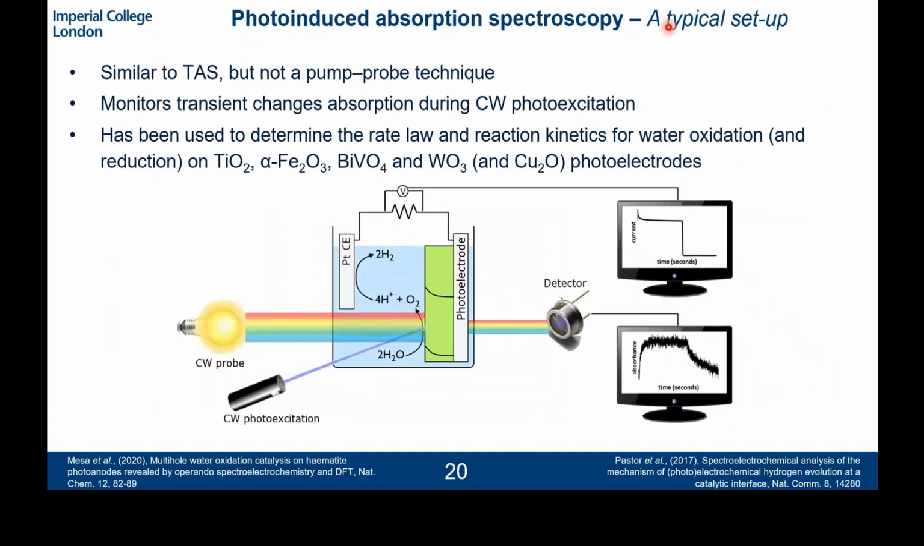So I wanted to go on to another type of spectroscopy that can help us understand charge carrier behavior. It's called photo-induced absorption spectroscopy, or PIA. It's similar to TAS, but instead of using a very short pump and then probe technique, you use continuous wave photoexcitation this time over a period of several seconds to excite your material. And then you turn that light off for several seconds to see what the dissipative reaction of those charge carriers do. Okay, it's been used to study these materials and help us understand the rate law behavior and reaction kinetics for water oxidation and for cuprous oxide water reduction.